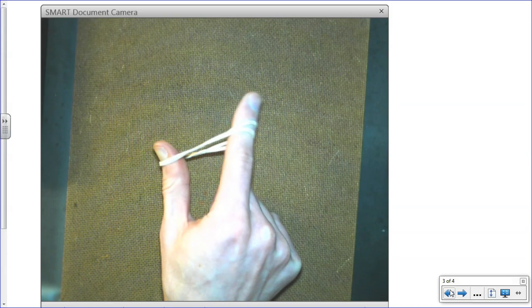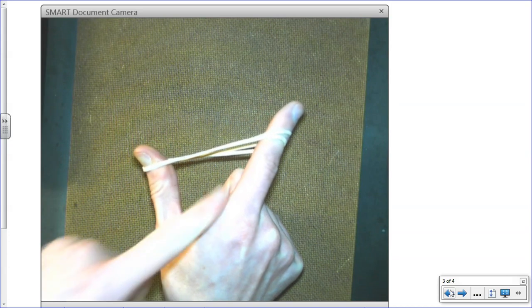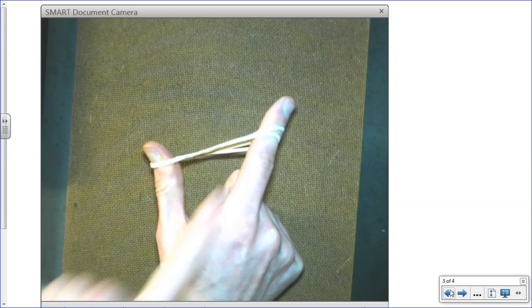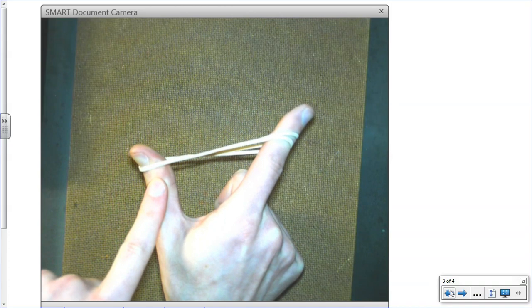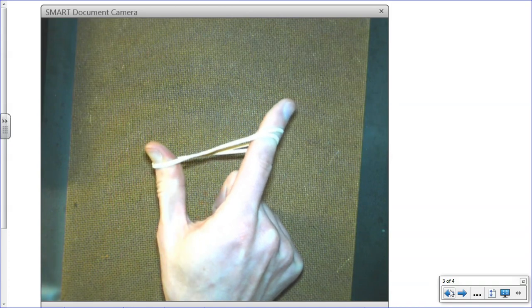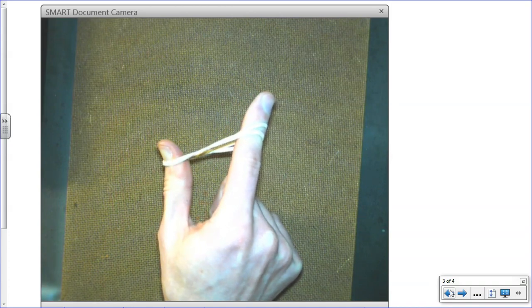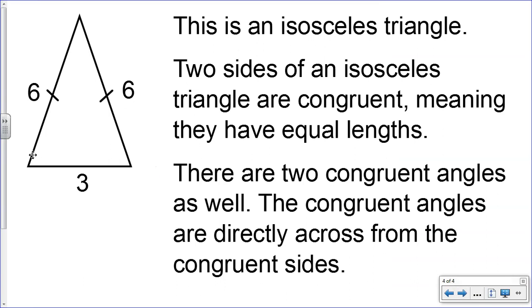And as I move them further and further apart, the angle between my thumb and pointer becomes even wider. And once again, as I relax that angle, I make it smaller, that side length becomes shorter. So that's important to understanding here, that these two angles are going to be the same down here.